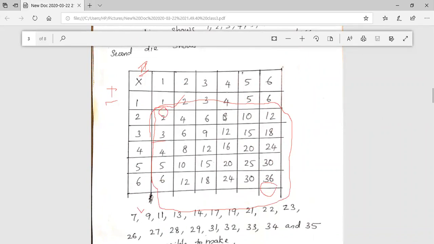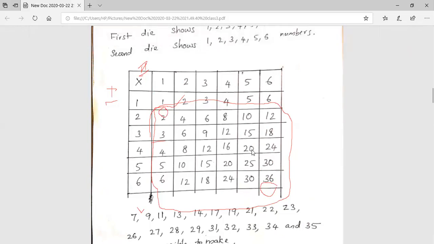Next one, eight is in this table. Nine is not in this table, so we are listing down. 10 is here. 11 is not in this table, we are listing down. 12 is here. 13 is not in this table, so we are listing down. 14 is not in this table, we are listing down. 15 is there. 16 is there. 17 is not in this table, we are listing down. 18 is in this table. 19 is not in this table, so we are listing down. 20 is there in this table.